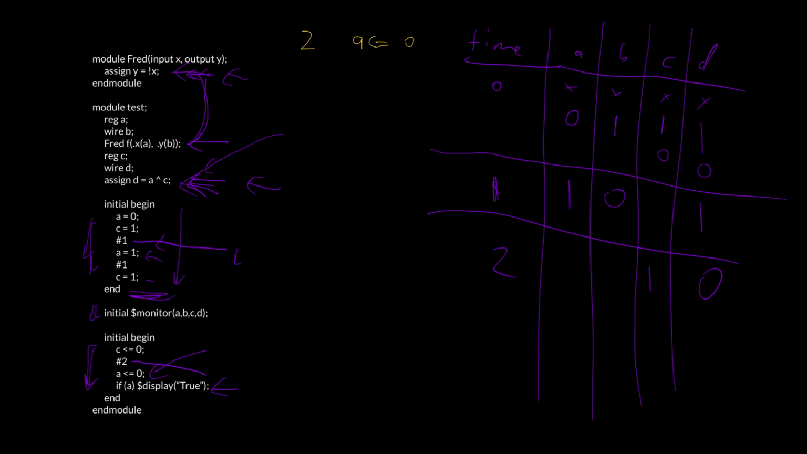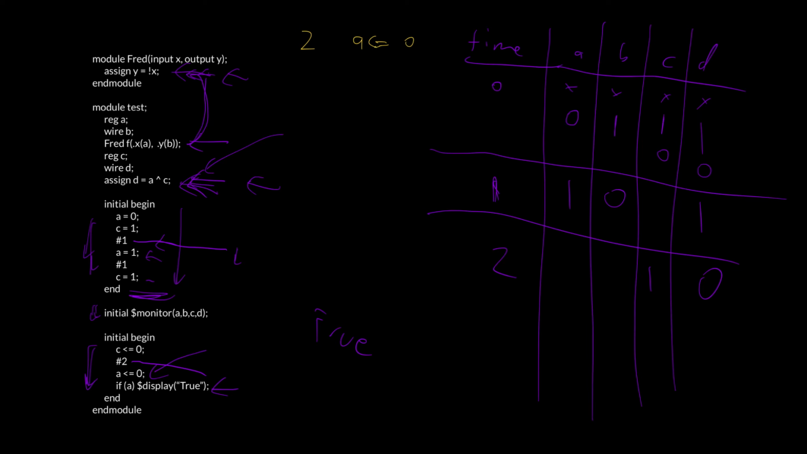So 1 is non-zero, so that's true. So we're actually going to print out the word true. True gets displayed. We move on. We finish this process now. So we've done this one. We have done this one. We know to print out the monitor.